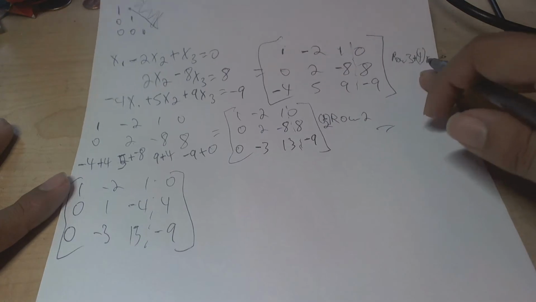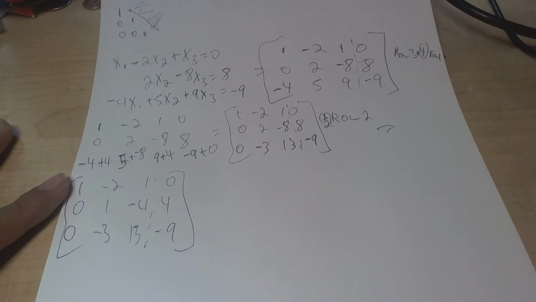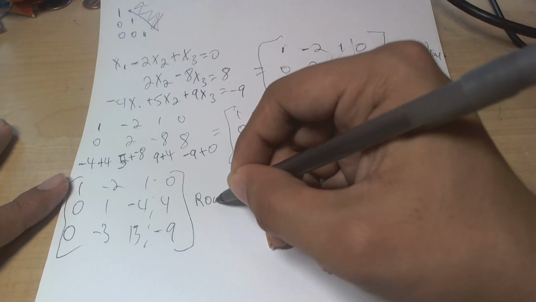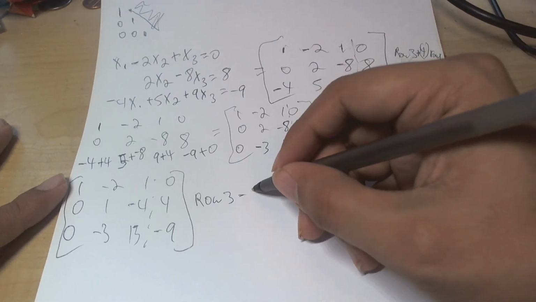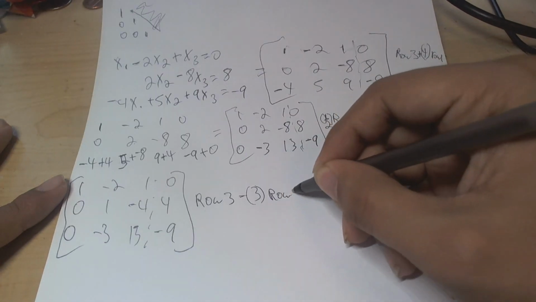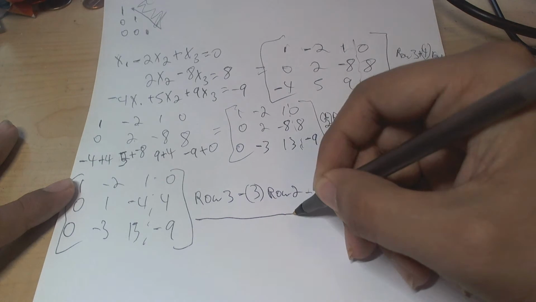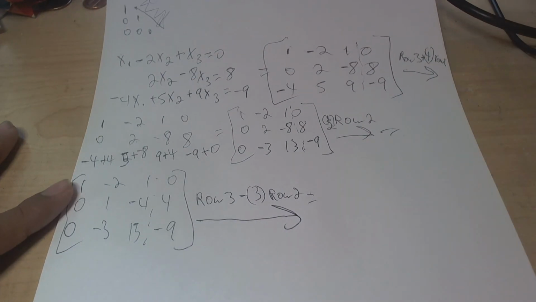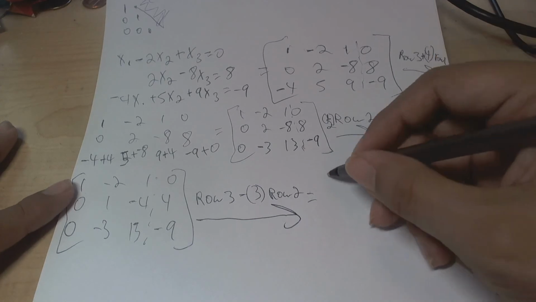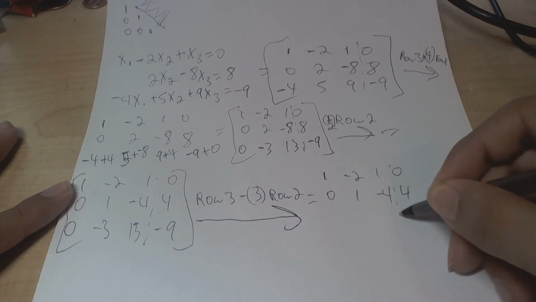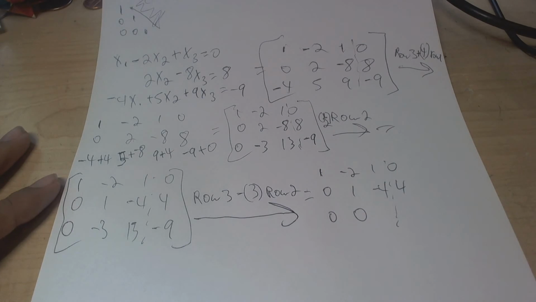And finally, I'm going to do something that I did over here with the first one. That would be row 3 minus 3 times row 2, and that is equal to, I should really be using arrows. Anyway, that is 1, -2, 1, 0, because nothing changes there. Nothing changes at the second row. 0, 0, and then that is 13 minus 3.